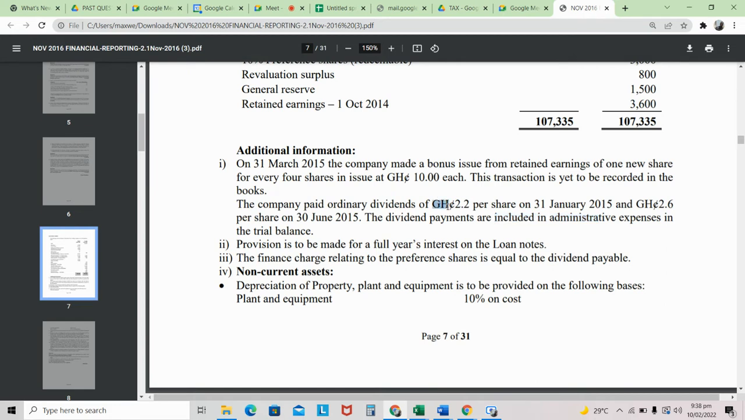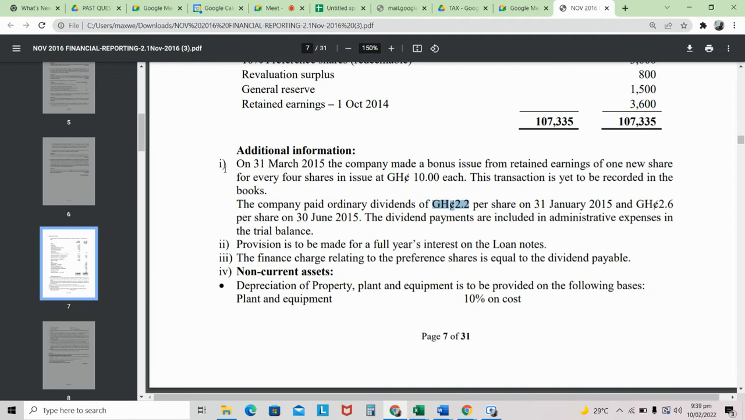Okay, they gave us, every share they paid 2.2 Ghana cedis. That's fine. But how many shares? That will help us to know the total dividend that they paid. So right now we need to know the total shares that the company has. Then once we know that, we can multiply that by 2.2 to know the total amount of dividend that was paid. So let's see how to find the number of shares of the company.